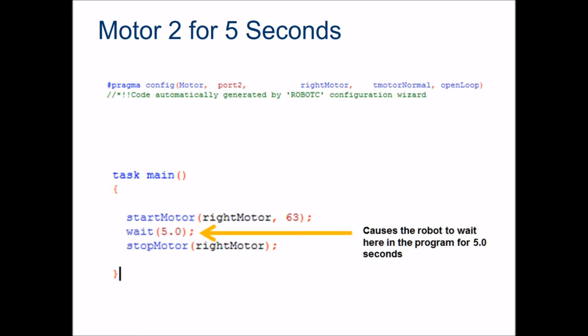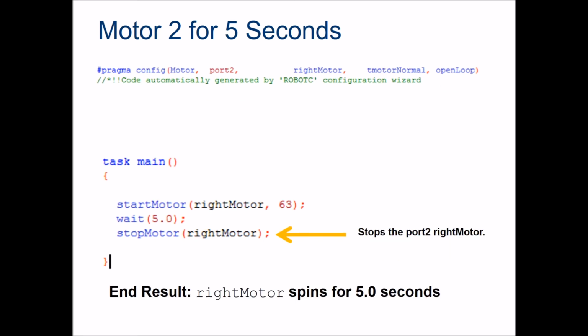Then what? Well, we have our little command called wait. And it's exactly what it sounds like. We cause the program to wait for 5.0 seconds. Then we stop the motor. So we've got two commands. We had start the motor, and now we have stop the motor. And what is it stopping? It stops the right motor, which is plugged into port 2, but we told it earlier that the thing plugged into port 2 is called right motor. Okay, so the end result is that our right motor spins for 5.0 seconds.